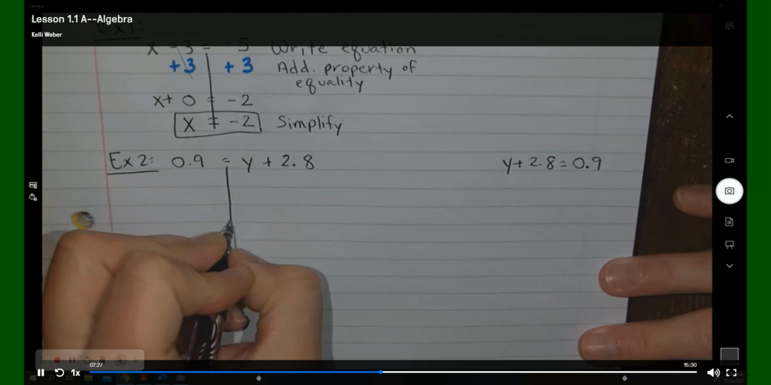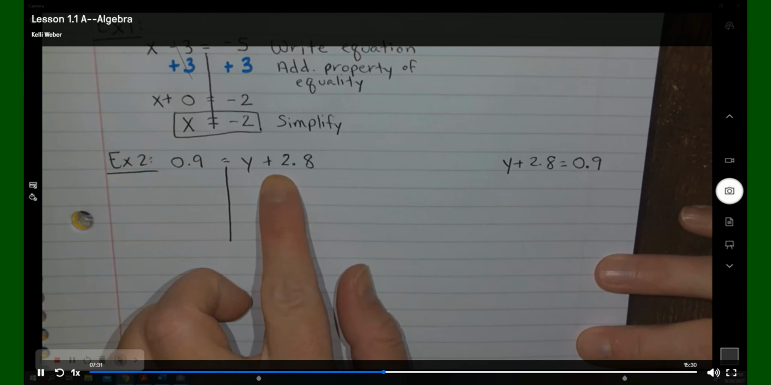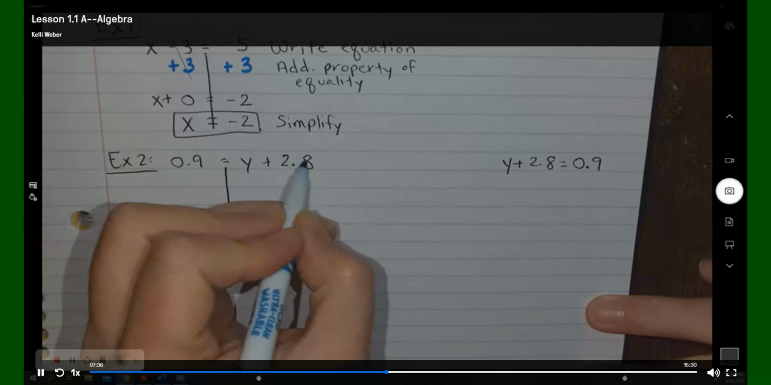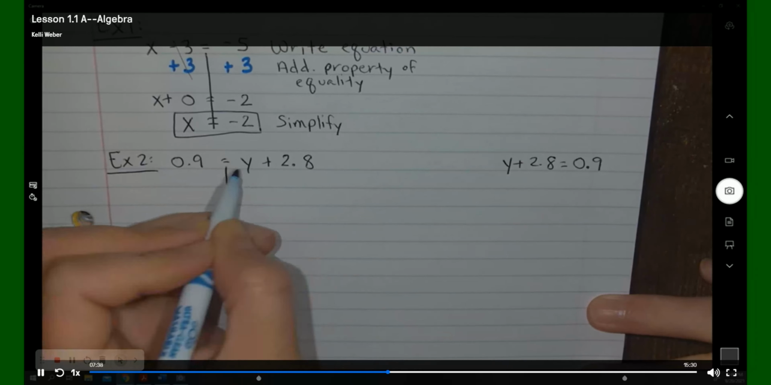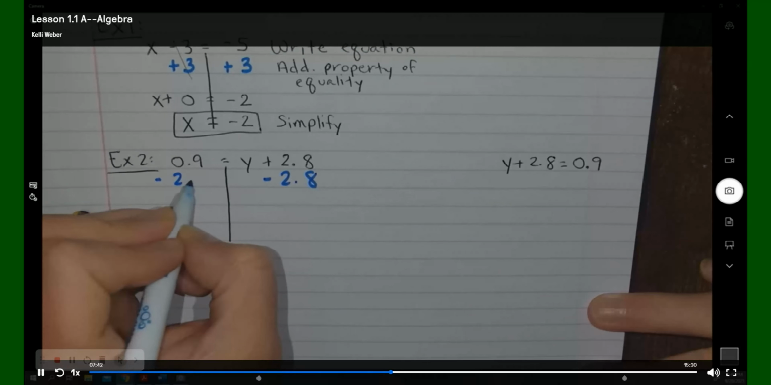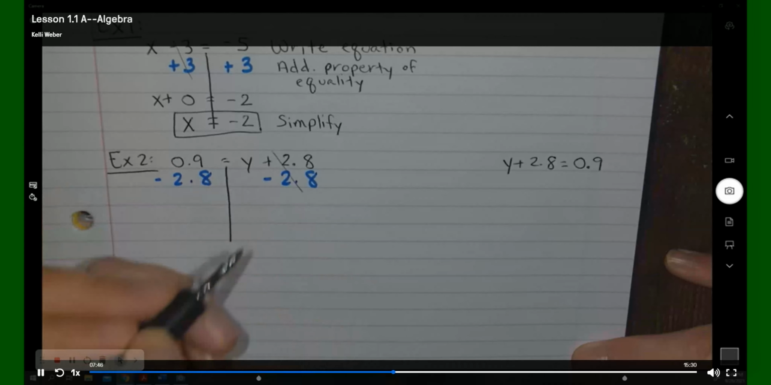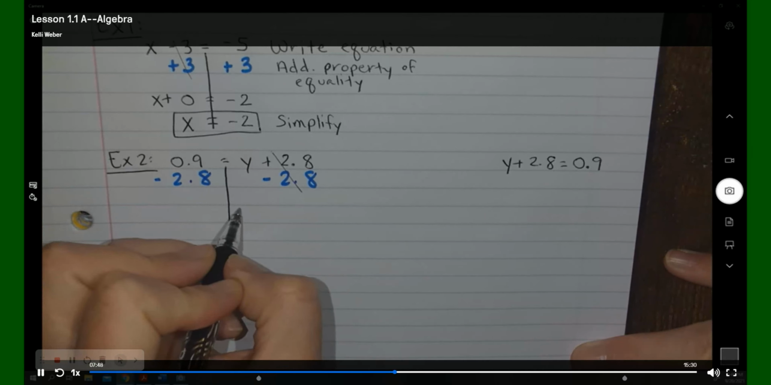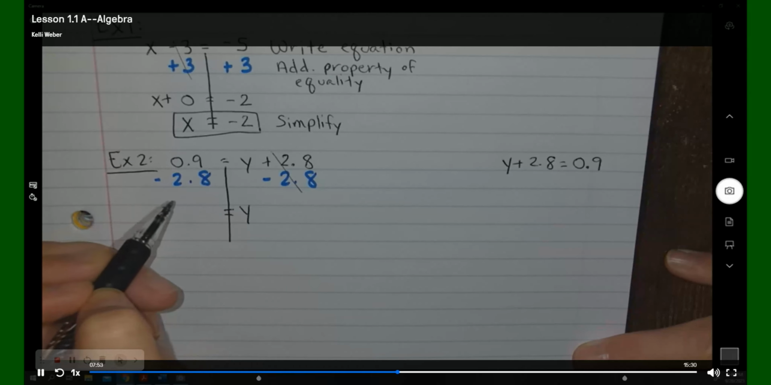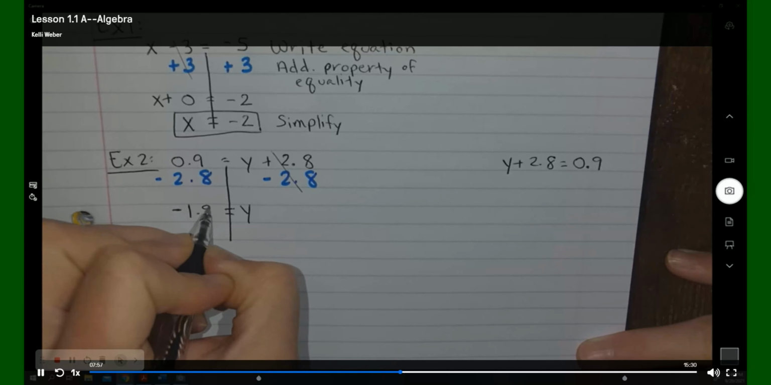So again, draw my line down the equal sign. Now this one I notice is an addition problem. So in order to undo that addition, I'm going to have to subtract. And I always want to subtract the number that is keeping the variable from being alone. So minus 2.8. So 2.8 minus 2.8 gives us 0. So we're left with y on this side. 0.9 minus 2.8 leaves us with negative 1.9.